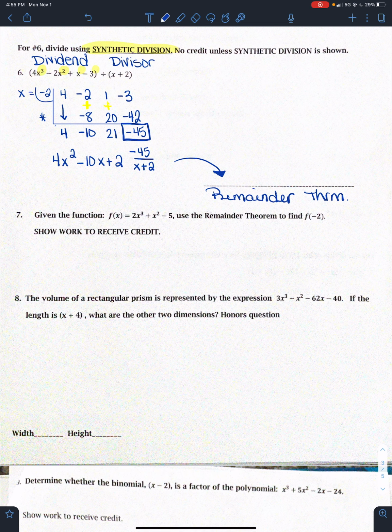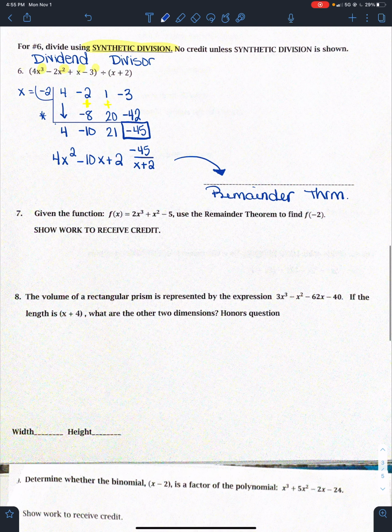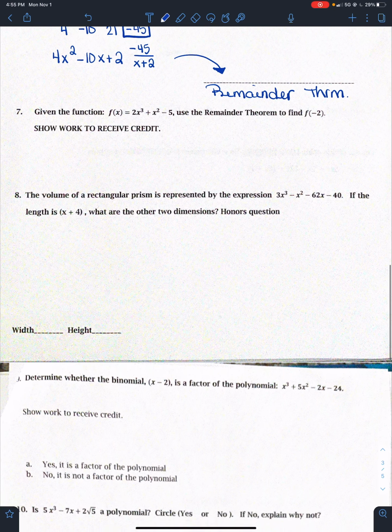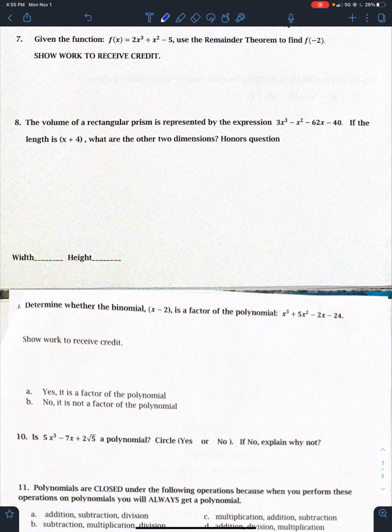Okay. All right, number 7. Again, pause it, go ahead and try it, and then come back and check your work. Okay, number 7. Given this function, f of x equals 2x cubed plus x squared minus 5, use the remainder theorem to find f of negative 2. So we are going to evaluate this one to see if negative 2 is or is not a solution.